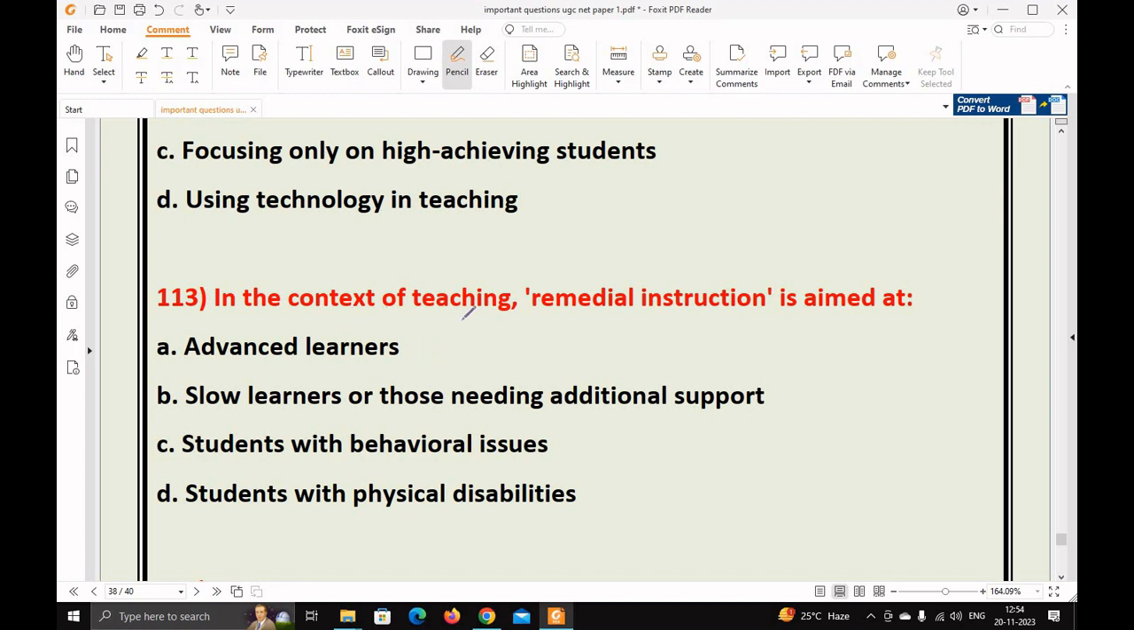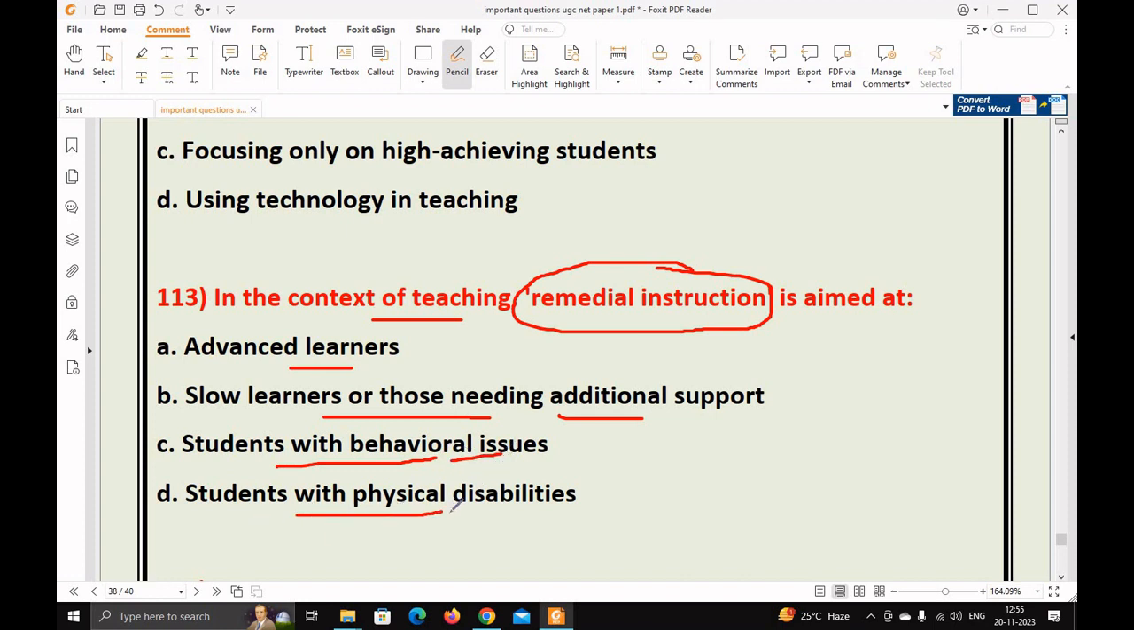Next question, in the context of teaching, remedial instruction is aimed at. Options are advanced learners, slow learners or those needing additional support, students with behavior issues, students with physical disabilities. The right answer of this question is option B. Remedial instruction is aimed at slow learners or those needing additional support.